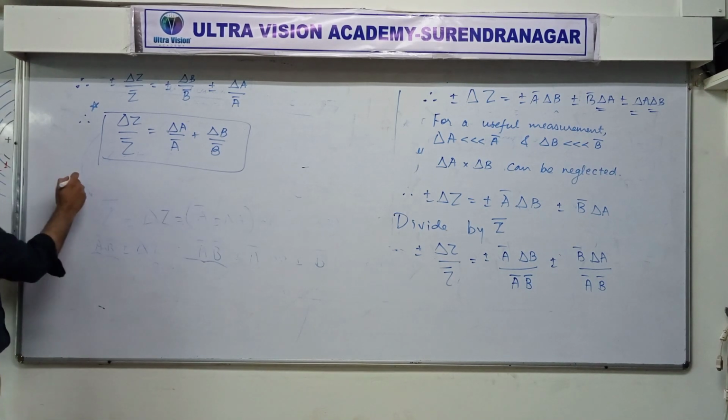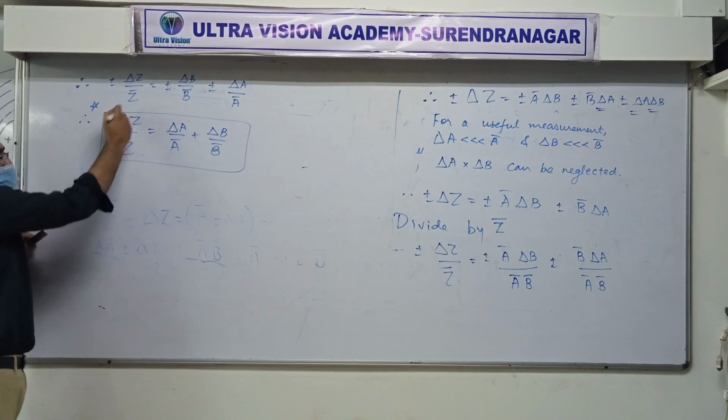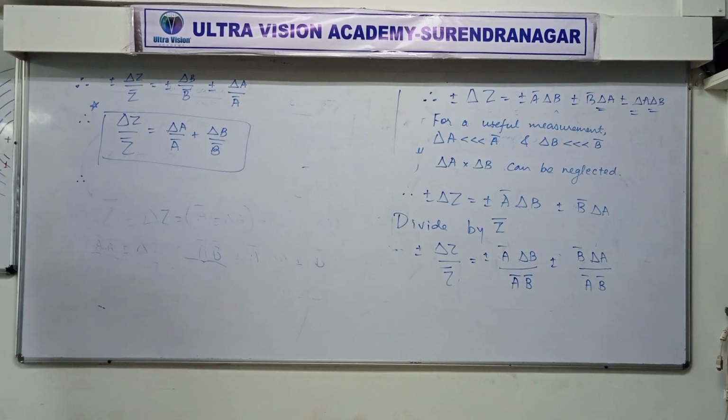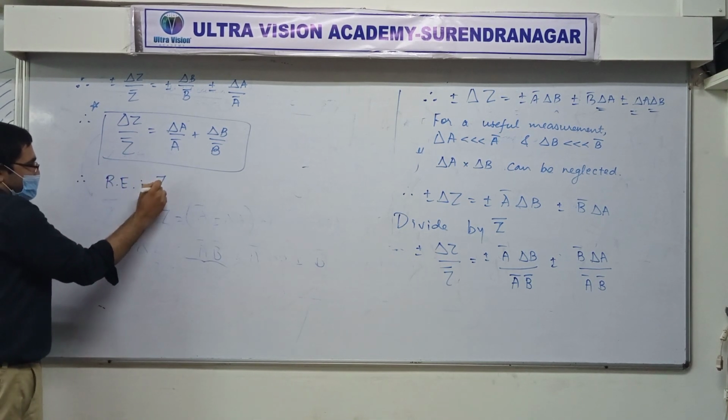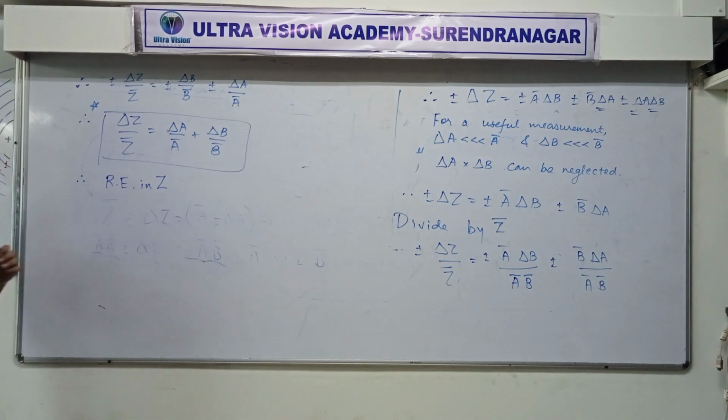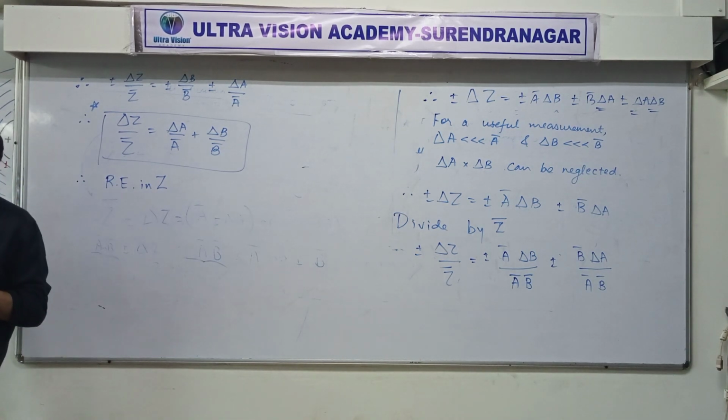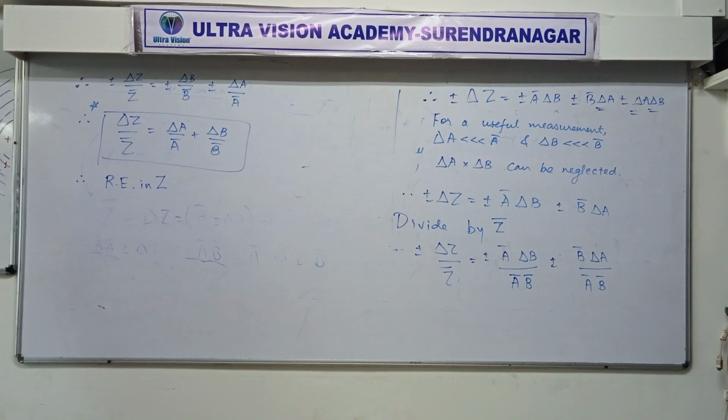Now we can simplify this further. Do you know what this is called, the thing that you are seeing on the left side? Relative error in Z, because this is Z. So relative error in Z. I am writing it in short, you are not supposed to write it in short. RE, relative error in Z.